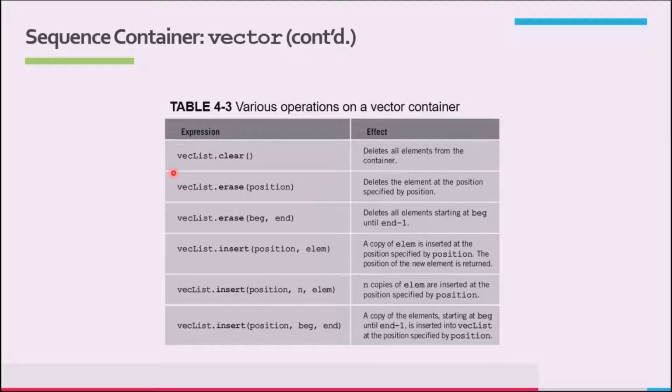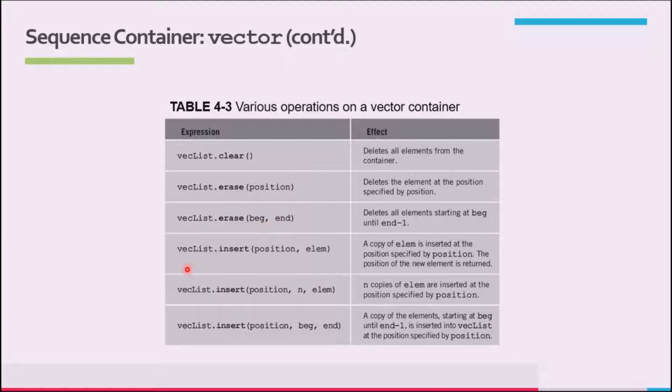Something like the expression vecList.clear() deletes all elements from the container. The assumption here is vecList is a container of type vector. The second statement, vecList.erase(position), deletes the element at the position specified. The third one is vecList.erase(begin, end). It deletes all elements starting at begin until end - 1.